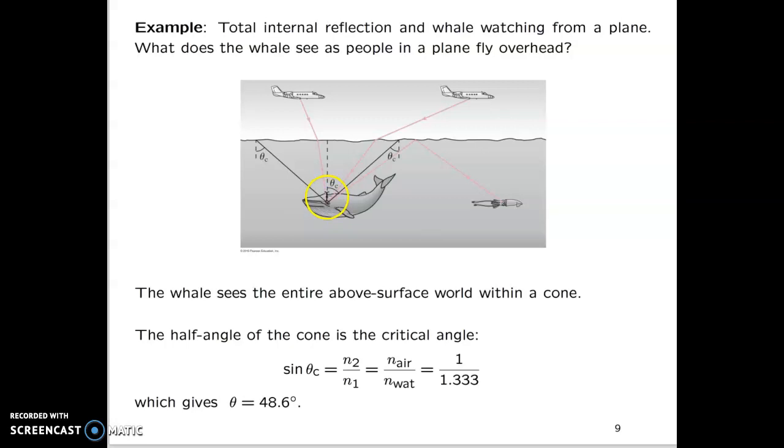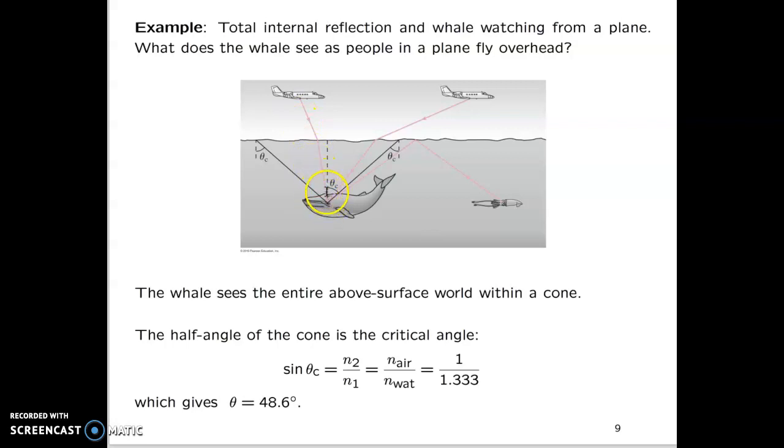Well, if the whale looks up in this direction, following this pink line here, it is seeing a ray of light that originated when the plane was over here, and this light may have gone from the plane to the surface of the water, and then there is refraction, and in this case, the light will bend towards the normal, so you see it bending in the way that it does. And this light will reach the whale's eye, and the whale will, of course, be able to see the plane.